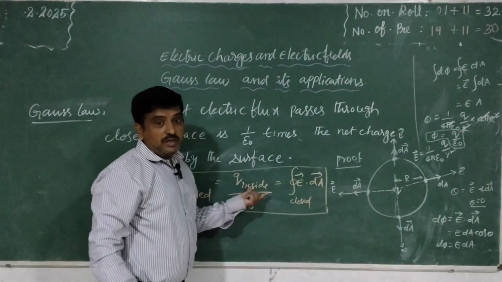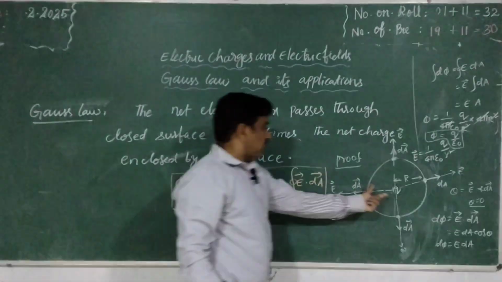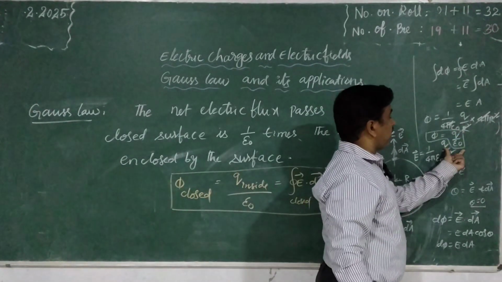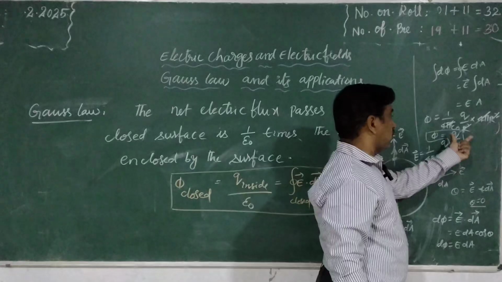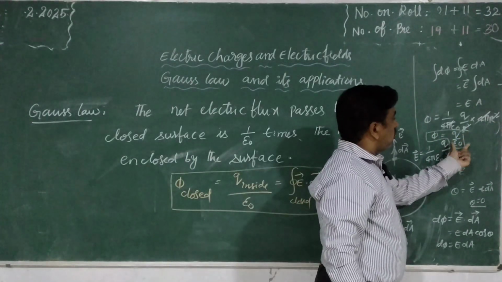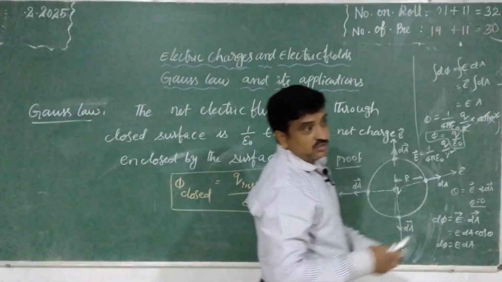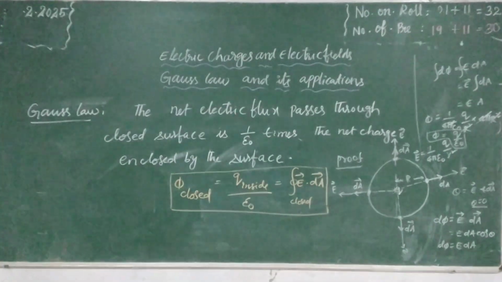Here q is the charge inside the closed surface. So the total flux through a closed surface equals 1 by epsilon naught times the net charge enclosed by the surface.